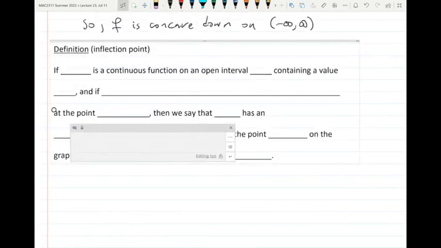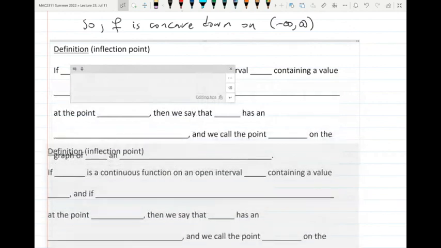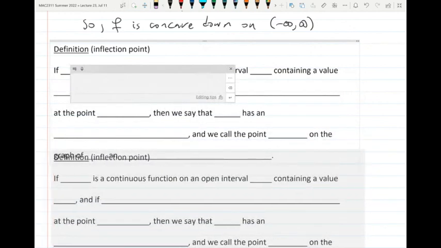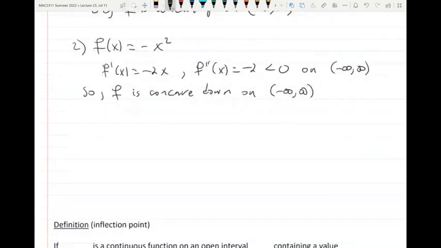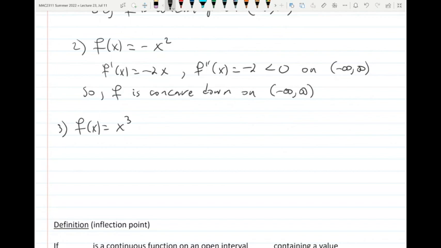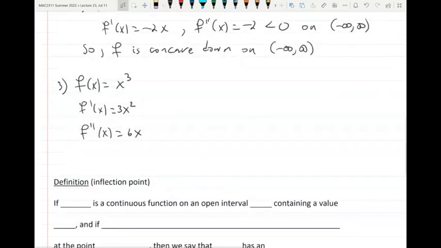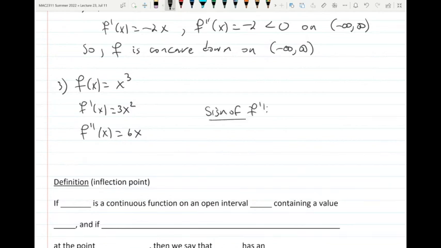So let me bring this guy down a little bit. Let's do a third example, and that's going to introduce this next notion about x cubed. F of x equals x cubed. If we want to know the concavity of this function, what do we need to look at? Second derivative. So what's f prime? 3x squared. What's f double prime? 6x. So now for concavity, we need to look at the sign of the second derivative, right?